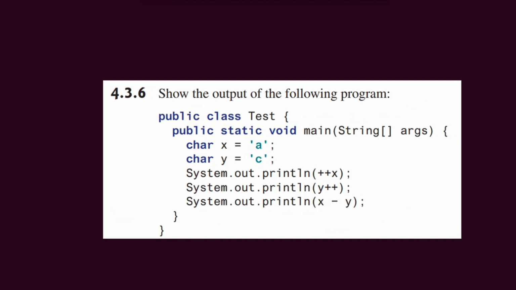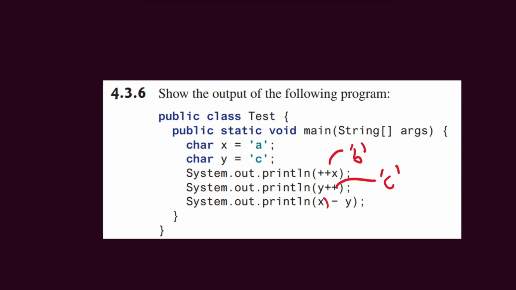Okay, so they're asking us to find the output. So we're told what a is, what x is, and what y is. So this print statement increases x by 1. So this will print out b. But this one is not going to print out d, as you may think, because the ++ is after the y. So what the code's going to do is print out this first, and then focus on the increment later on. So this one is going to print out c.